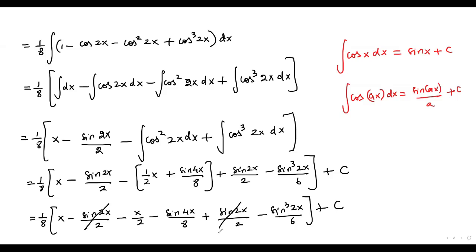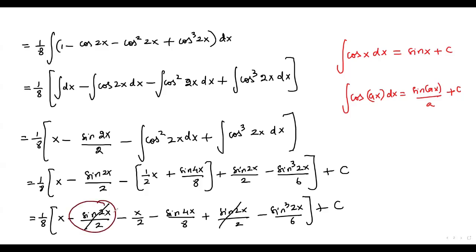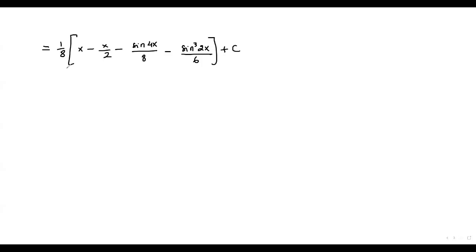Okay, now let me continue the rest on the next page. This is the last step we had on the previous page after cancelling out negative sine 2x over 2 and positive sine 2x over 2. Now I'm going to combine these two terms, because both the terms are like terms, because both the terms contain x. Let me do simplification of this one separately, that is x negative x over 2.